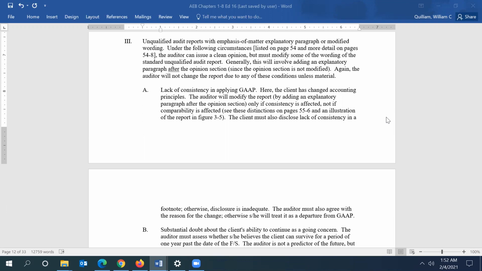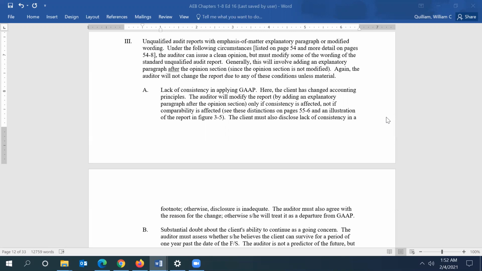And what happens is the auditor can issue a clean report, but must modify some of the wording of the standard unqualified audit report. And generally, that's going to involve adding an explanatory paragraph after the opinion section, because the opinion section is not modified, so the reader does not need to read through this explanatory paragraph before looking at the opinion. And as always, the auditor will not change the report due to any of these conditions unless material.